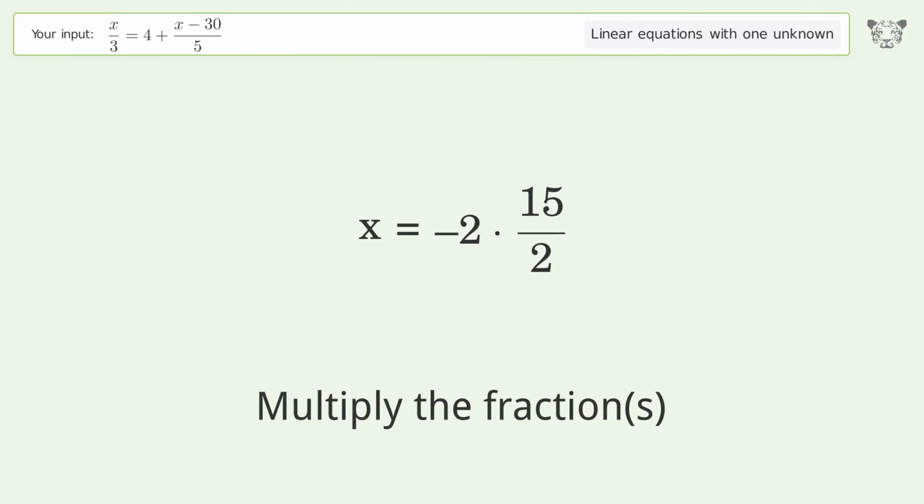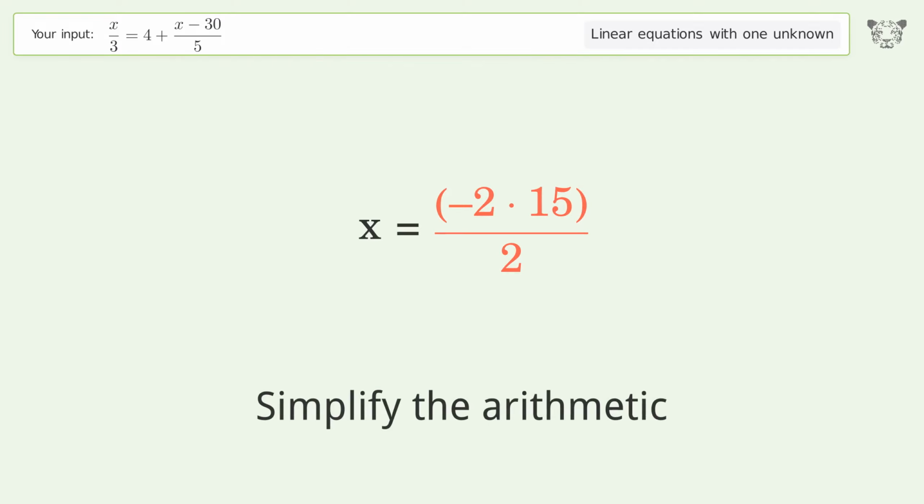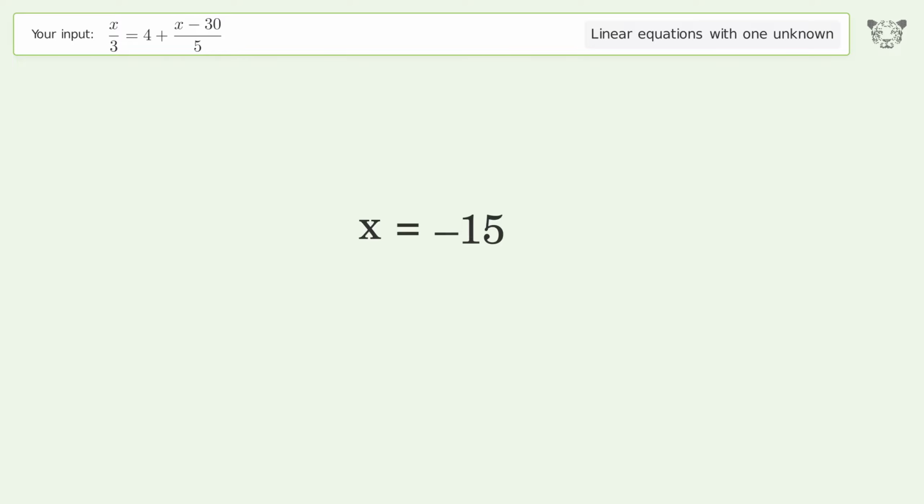Multiply the fractions. Simplify the arithmetic. And so the final result is x equals -15.